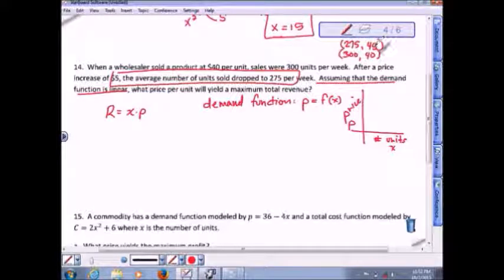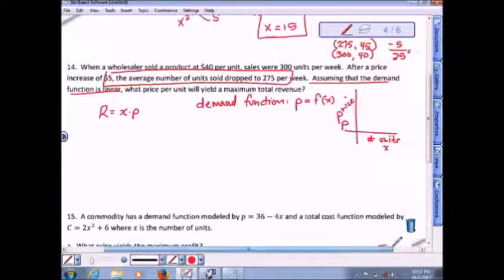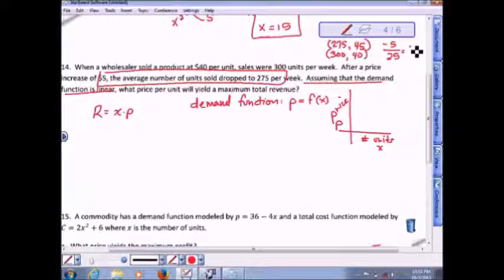Now, the slope between these 2 points is the change in y. If we call this y2 and this one y1, the change in y is negative 5, divided by the change in x. 300 minus 275 is 25, so that yields a slope of negative 1/5.